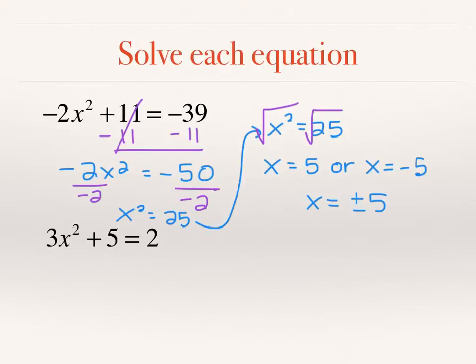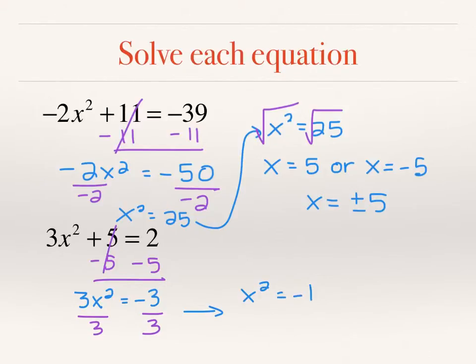Okay, let's look at our next one. So 3x squared plus 5 equals 2. Again, let's start with the minus 5 minus 5. So I get 3x squared equals negative 3. And then let's divide by 3. Divide by 3. Moving over here, I end up with x squared equals negative 1.